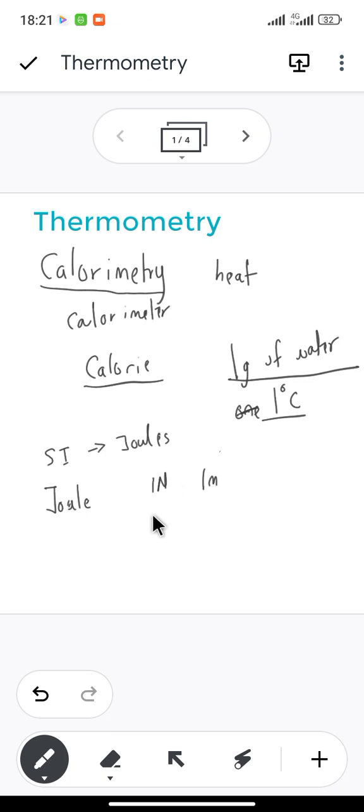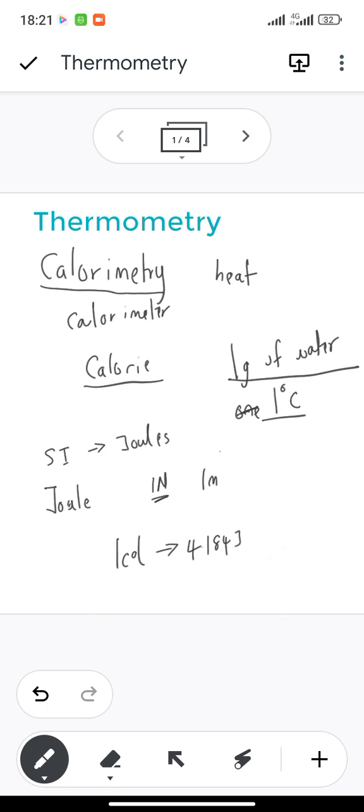Go over it again. It is equal to the work done when the point of application of force of 1 Newton is displaced through 1 meter in the direction of force. Now there's a relationship between calorie and joule. One calorie is equal to 4.184 joules.